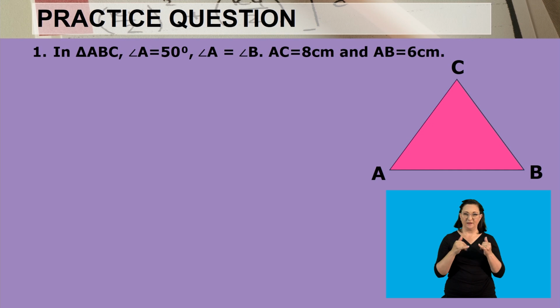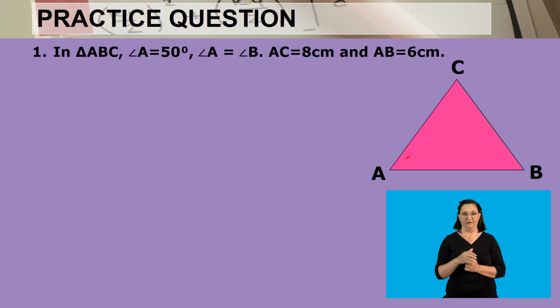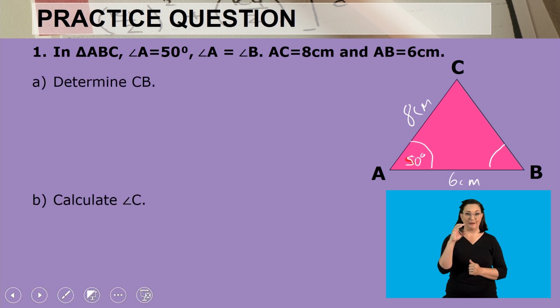Now, it's important that as we read that, we make our markings. So angle A is 50, there's angle A. Let me use a different color. Angle A is 50 degrees, and angle A equals angle B, so that angle equals that angle. That's the mark that we are making. And then line AC is 8 centimeters, and line AB is 6 centimeters. Now we are told we need to first determine CB.